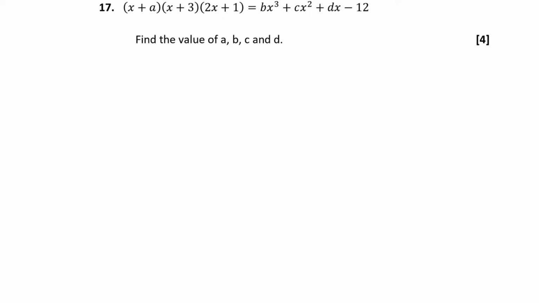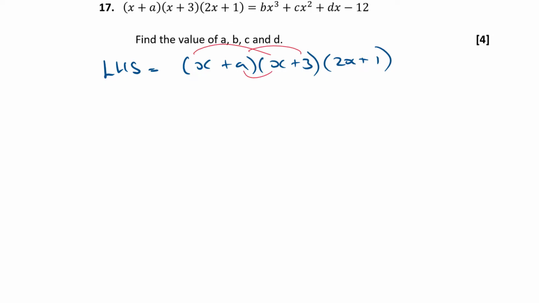So let's start by multiplying out these brackets. I'm going to start with the left hand side, which is x plus a, x plus 3, 2x plus 1. Okay, now I'm going to do FOIL on the first pair of brackets, first, outside, inside, last, or 2 eyebrows, a nose, and a mouth, whichever way you remember it. So that's going to give me x squared plus ax plus 3x plus 3a. And then I need to multiply that by 2x plus 1 still.